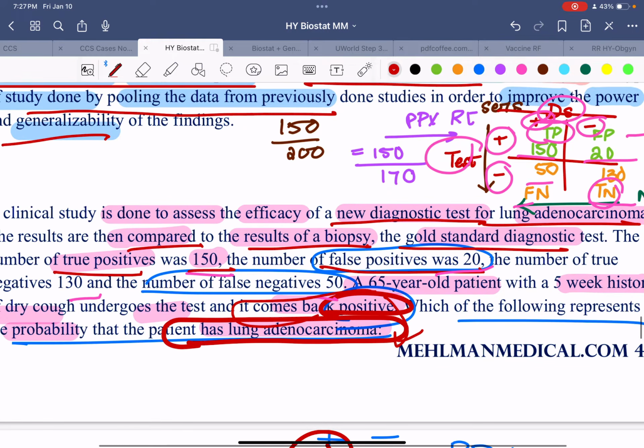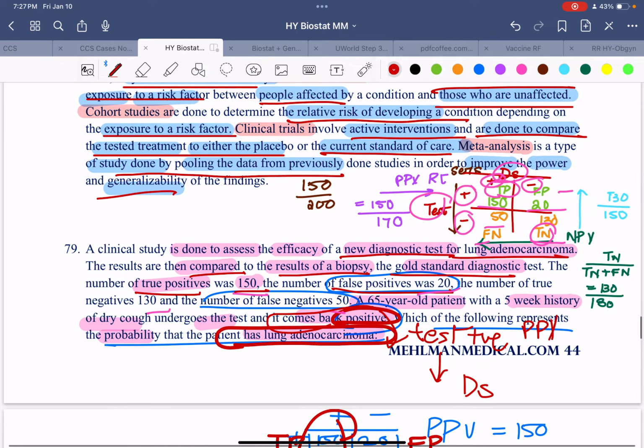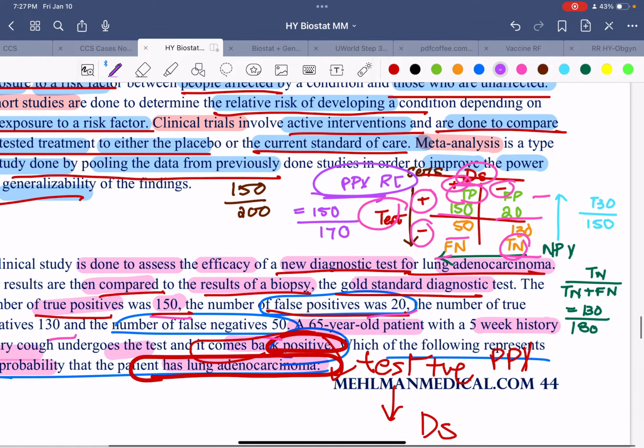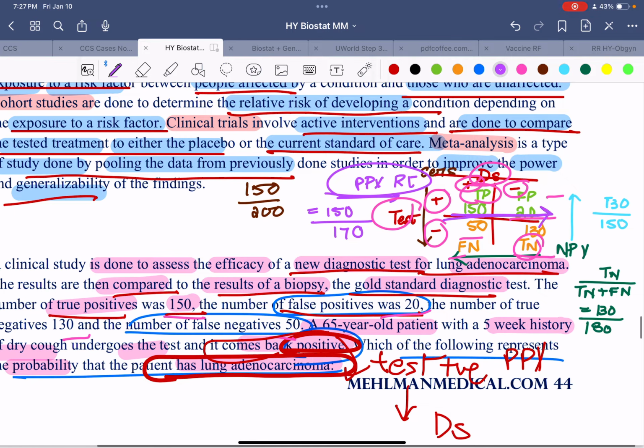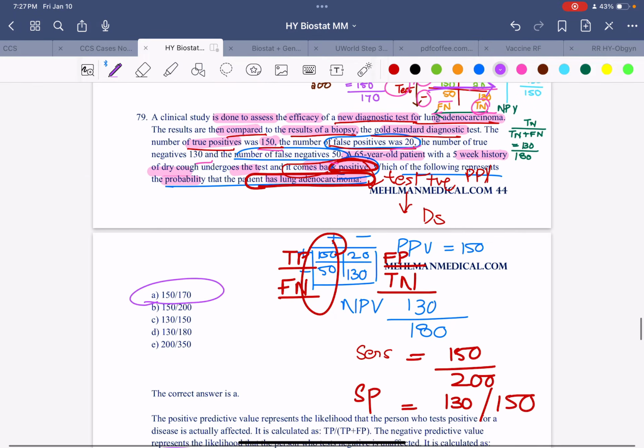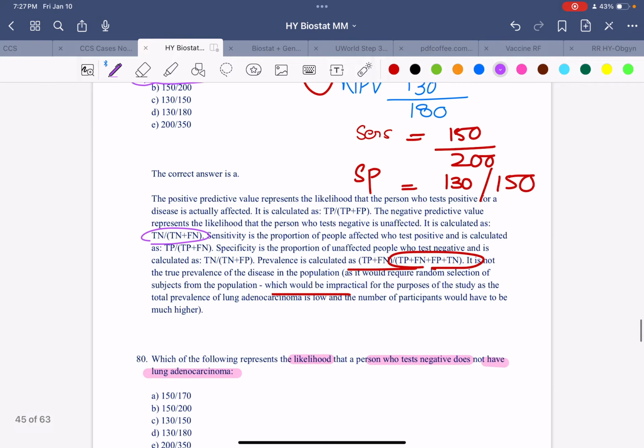So you have to know that when we begin with the test and then we follow whether this patient has the disease or not, and the test is positive, then this is known as positive predictive value. And you should also know that we always calculate the positive predictive value going towards the right. So in this case, if you want to calculate the positive predictive value going to the right, that would be 150 divided by 150 plus 20, that is 150 by 170. So A is the correct answer over here, which is the positive predictive value.